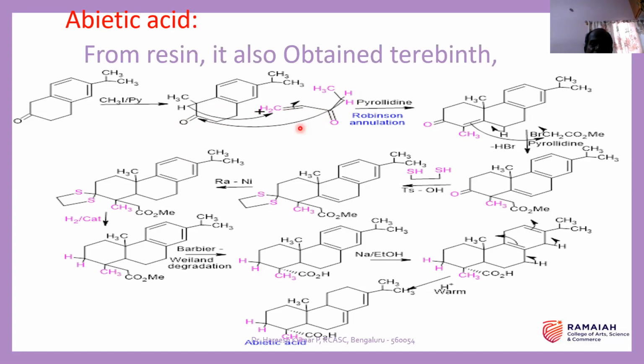So what am I talking about? I am talking about the Robinson annulation. So when a compound is a ketone, more particularly an alpha-hydrogen containing ketone, when it is treated with an alpha beta unsaturated ketone, more particularly having alpha protons, in presence of an organic base, a cyclization takes place, forming an annulated product. And this reaction is called the Robinson annulation reaction.